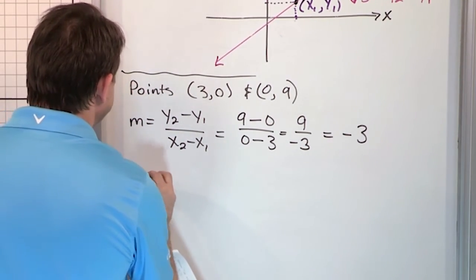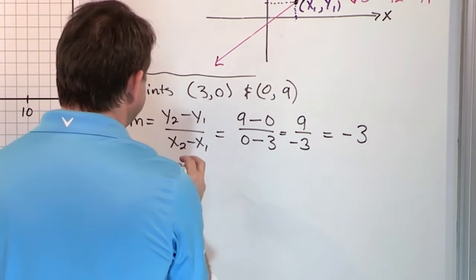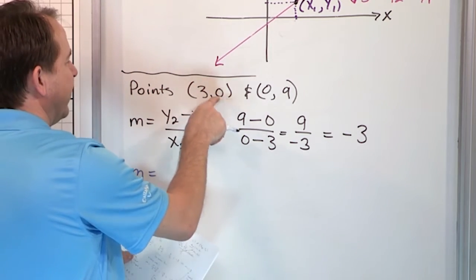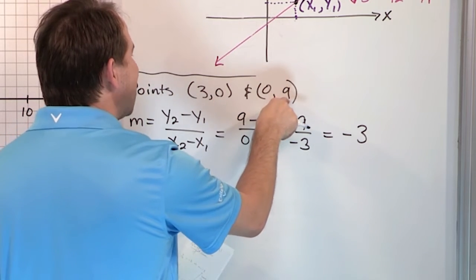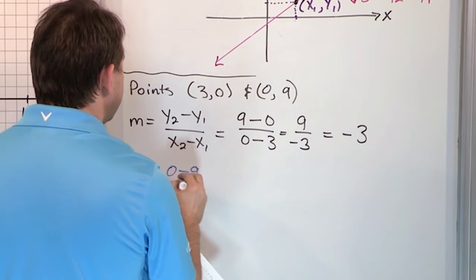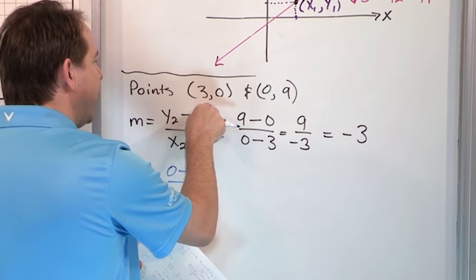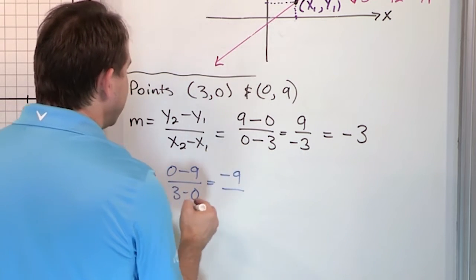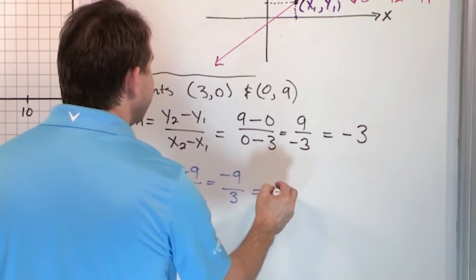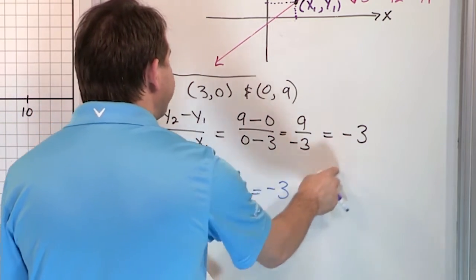Let's calculate the slope again using the same exact equation, but in this case, we'll go the other way. Let's call this point 2 and this point 1. So if that was the case, it'd be 0 minus 9, subtracting the y values. On the bottom, we'd have to go the same way, 3 minus 0. What do you get on the top? Negative 9. What do you get on the bottom? Positive 3. What do you get? Negative 3. You got the same slope both ways.